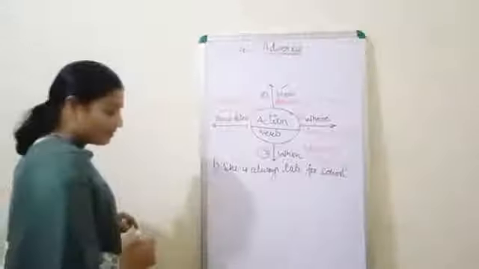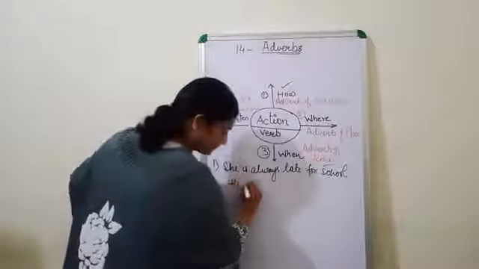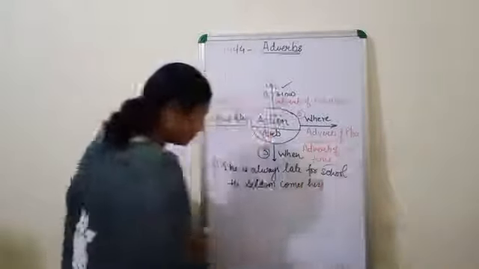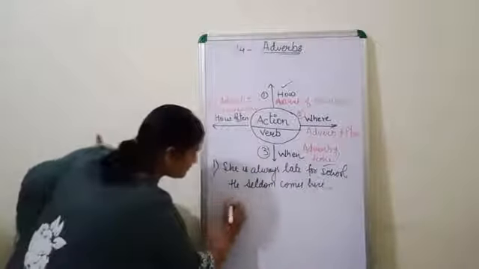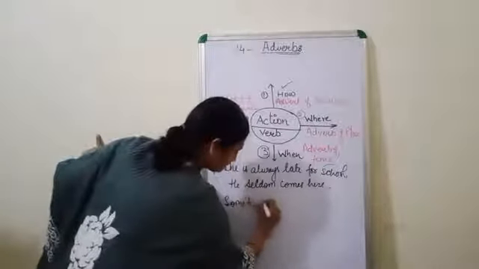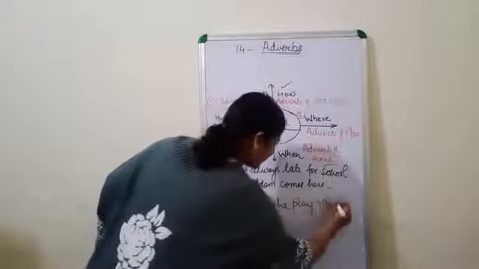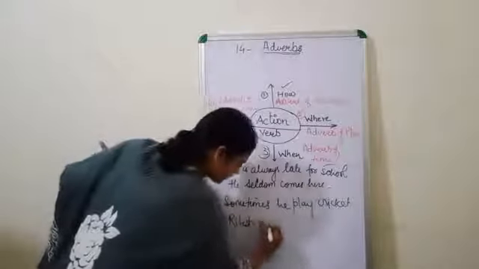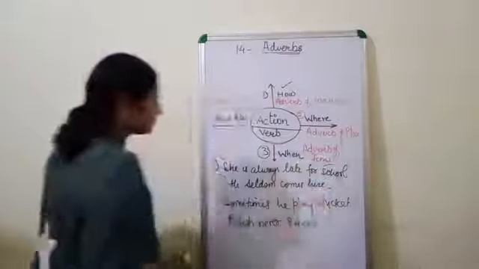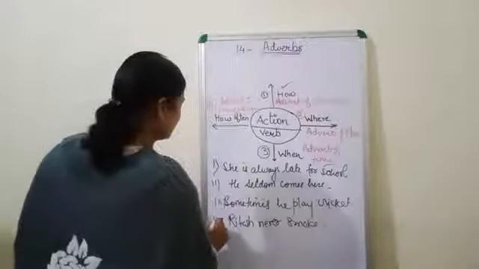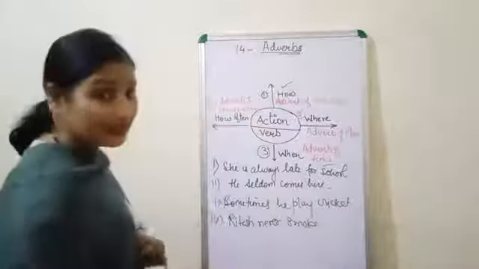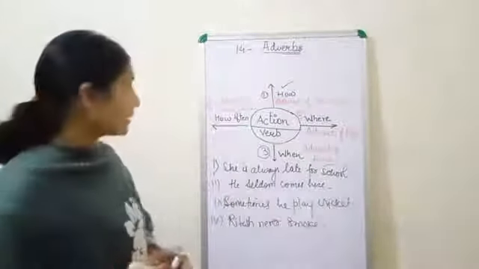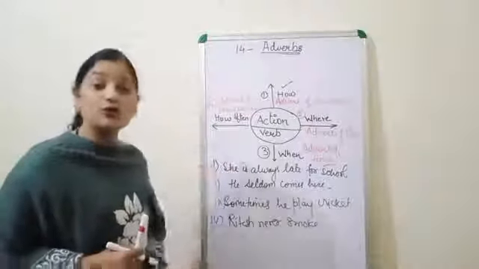One more. He seldom comes here. One more sentence. Now see, sometimes he plays cricket. Okay. Ritesh never smokes. So what are these, children? All these tell you whether there is any repetition, what the frequency is, how the work is going on, and that's why they are all called adverbs of frequency. Understood? Now we have two more adverbs. Let's see that.